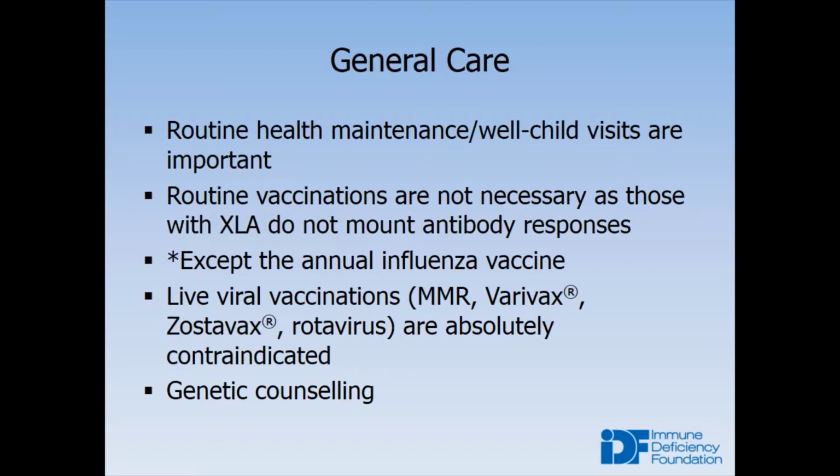So in terms of general care, you absolutely need routine health maintenance. You need an annual physical with your primary care provider. If you're 50 or 60, you need that colonoscopy. If you're a woman, 40 or 50, you need that mammogram. All of the routine things are important. They're just as important for an immunocompetent person as they are for an immunodeficient person.